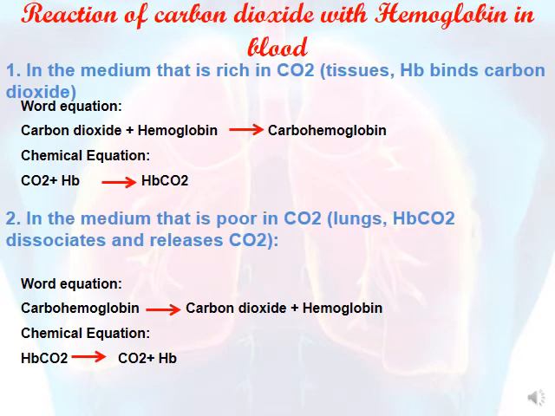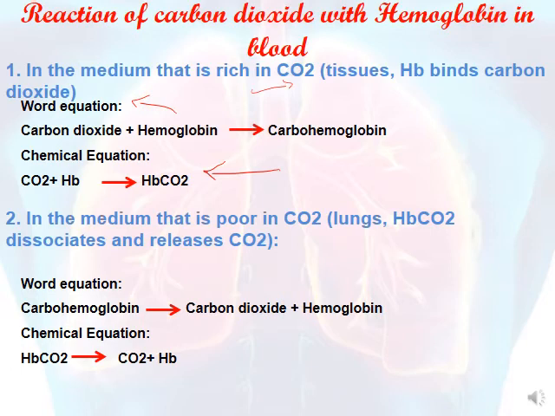Reaction of carbon dioxide with hemoglobin. In a medium that's rich in CO2, like the case of tissues, Hb can bind to carbon dioxide. So carbon dioxide plus hemoglobin gives carbohemoglobin. This is the word equation. The chemical equation: CO2 plus Hb gives HbCO2. And these reactions, you have to study them.